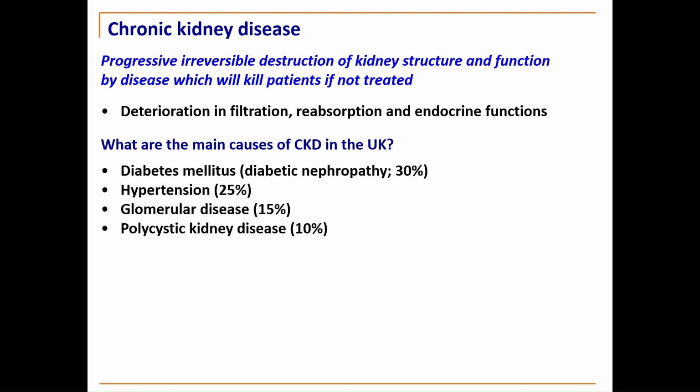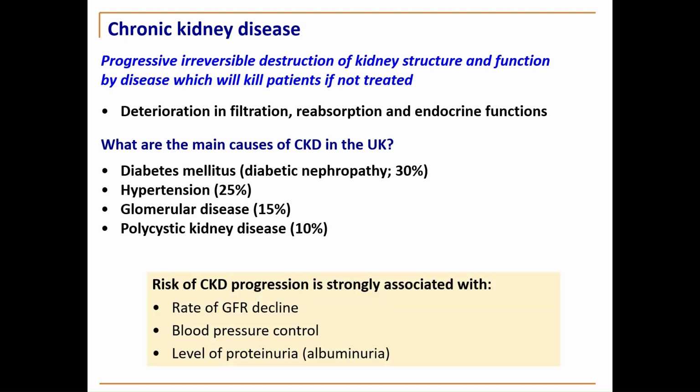So you might have obstructive conditions, so long-term blockage of urinary flow, for example, enlarged prostate or kidney stones. You may have chronic pyelonephritis, so that's repeated kidney infections, so they can cause scarring and gradual loss of kidney function as well. But the key thing is that the risk of CKD progression is strongly associated with a few things.